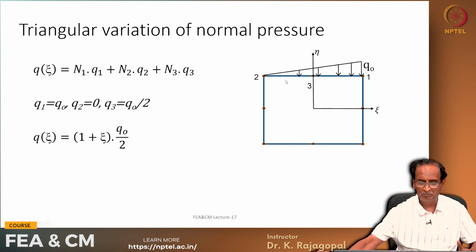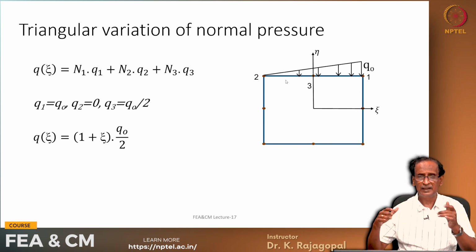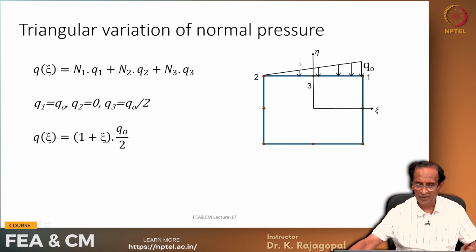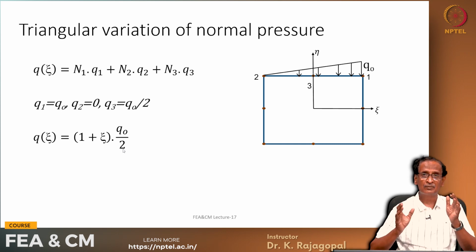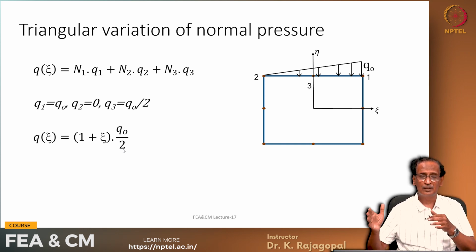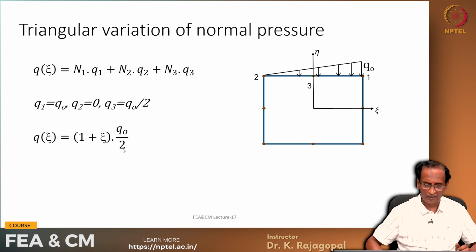Then we could apply our numerical integration procedure for any distribution, like our Q need not be constant. Let us say we have a triangular distribution like this. Q is Q naught at xi of plus 1, 0 at xi of minus 1, and then Q naught by 2 at node 3. The Q at any xi can be written as (1 plus xi) times Q naught by 2, and we can use this Q in our equation, and then do the integration either analytically or by numerical integration. Then we can get the solution.